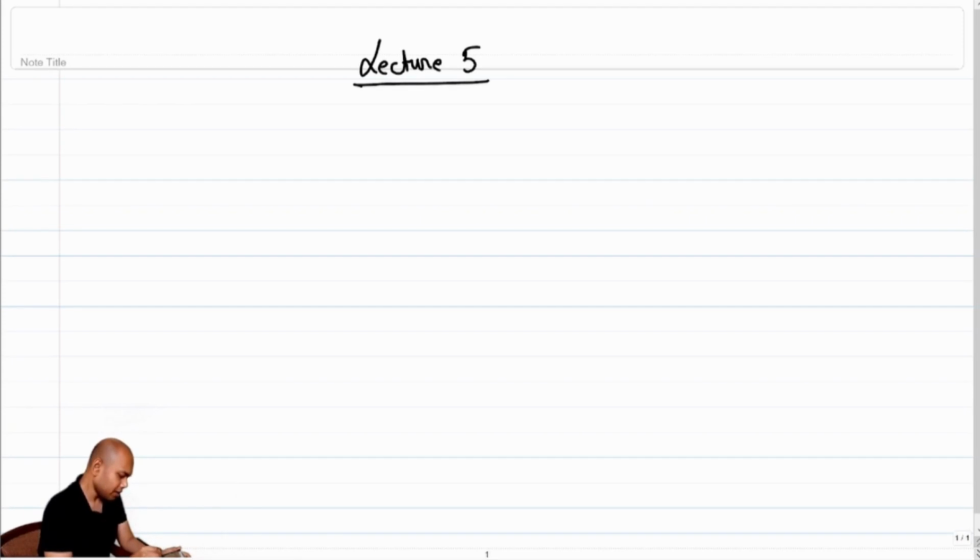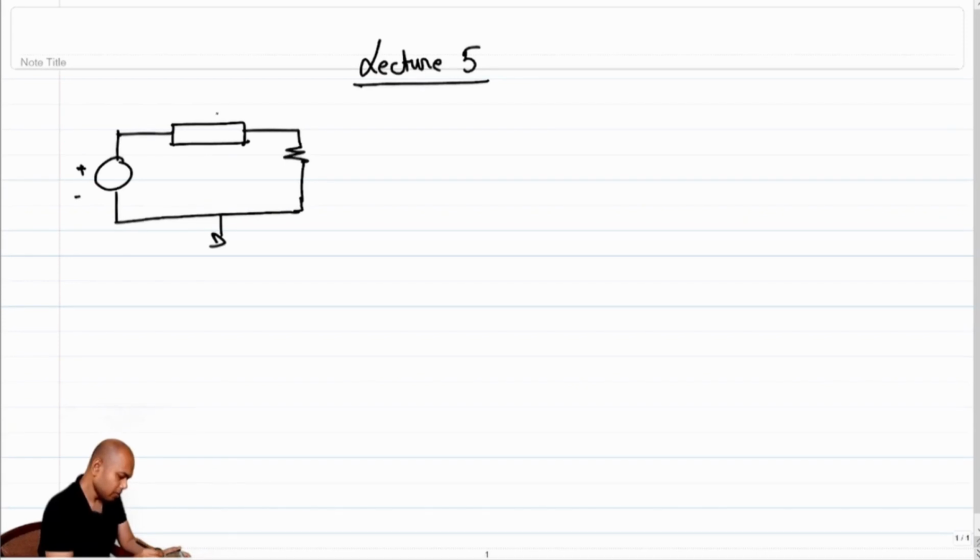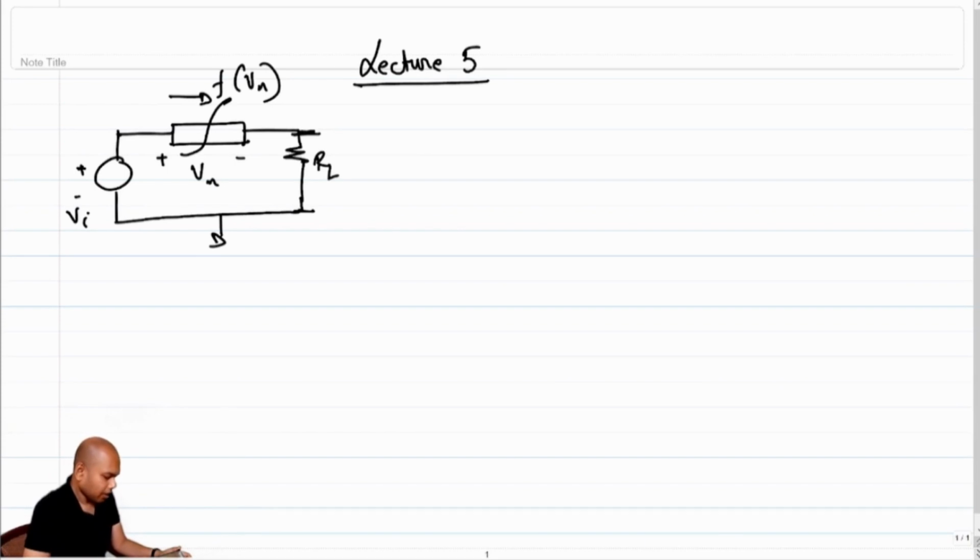We took an example of an arbitrary nonlinearity, and we said that if the voltage across this is Vn, the current through this is f of Vn. This is Vi, this is RL, and what did we say?